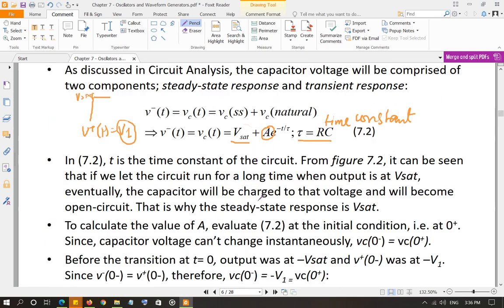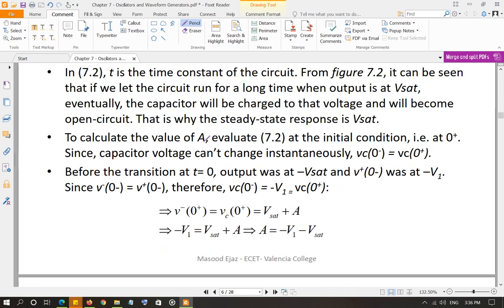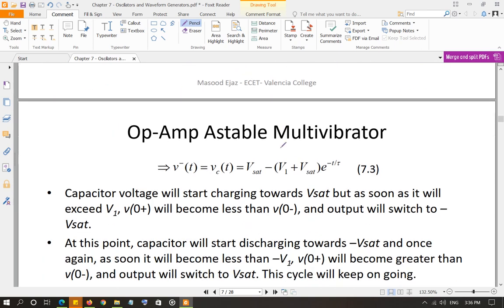So we're going to plug that value into this equation when we evaluate it at 0 positive. So Vc at 0 positive is negative V1, and by plugging in those values, negative V1 is equal to Vset plus A, e to the power 0 becomes 1, so A will be negative V1 minus Vset. And that will be the equation of the capacitor voltage when it is charging from negative V1 going towards Vset.